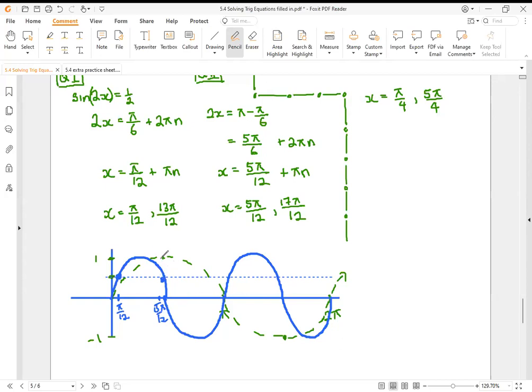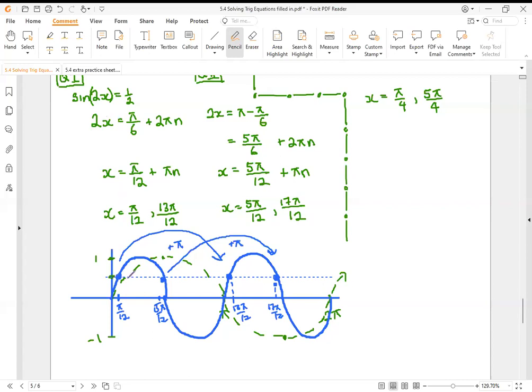And from there, because I am repeating it twice, what used to be 2 answers, it happens 4 times. So this is plus an additional pi, and here is plus an additional pi. I have 13 pi over 12 and 17 pi over 12 happening. That 2x changes the graph that we're dealing with. And so the answers that we get should reflect it.